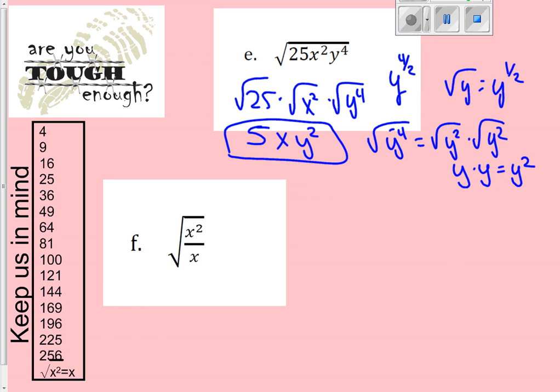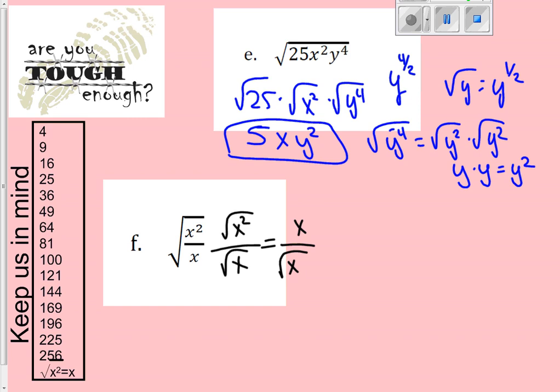Square root of x squared over square root of x. Okay, this one's going to get just a little bit messy. I'm warning you right now. But first thing I want to do is split that apart. Just the top, just the bottom, see what I'm dealing with. Square root of x squared in the top is just going to be x. Square root of x in the bottom.